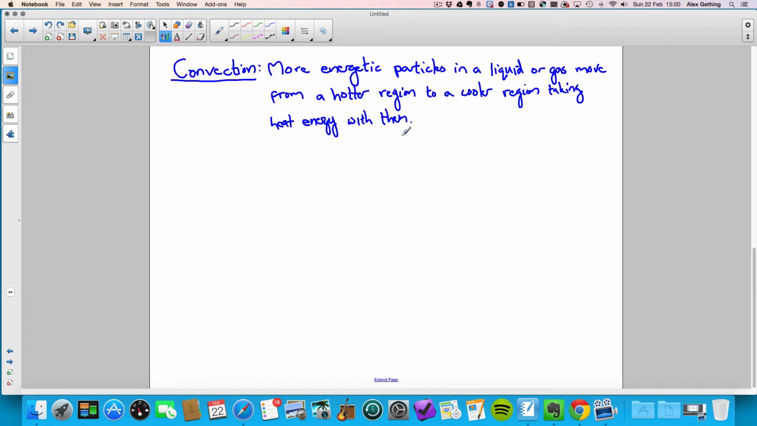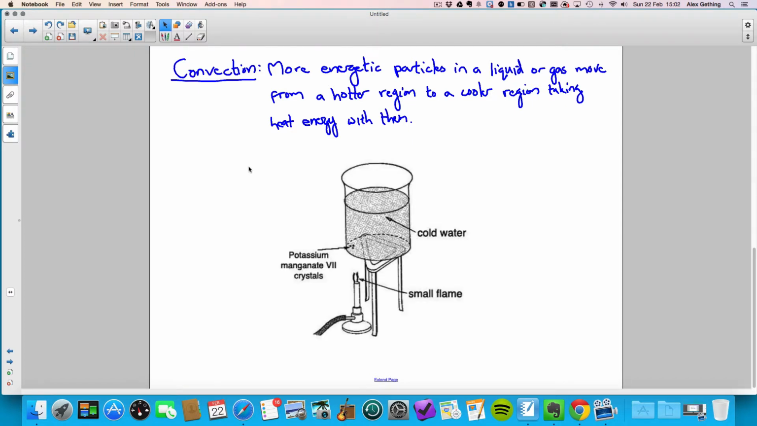Okay, so immersion heaters in kettles or hot water tanks work by using convection currents, and we're going to talk about these. Now, I'm sure you've seen this experiment or one just like it in school, and we'll just talk through this now.